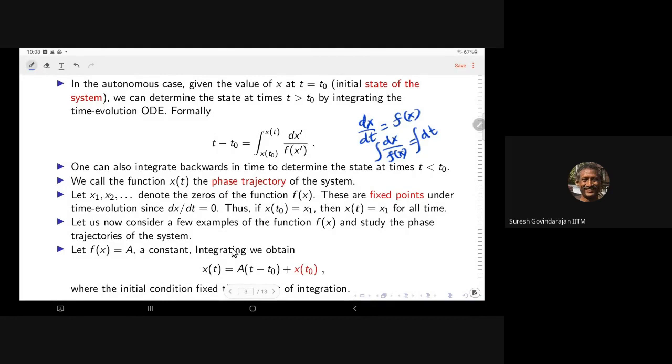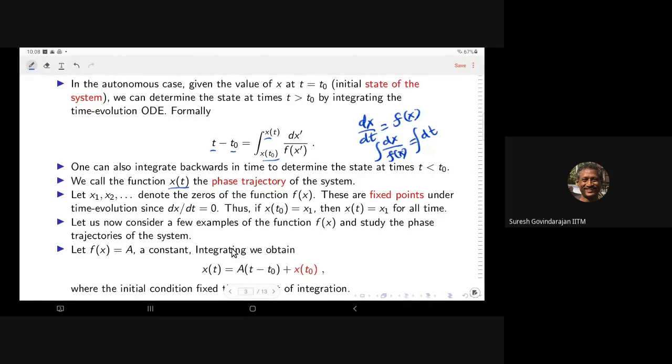Here I have put in limits, given this data: at time t equal to t naught, it's at x naught, and at time t it will go to x of t. This is the input we have to give, and x of t is what we want. This is a formal way of writing it, supposing we can do this integration. You can also do integration backwards in time by just changing the limits. This function x of t, we'll call the phase trajectory of the system.